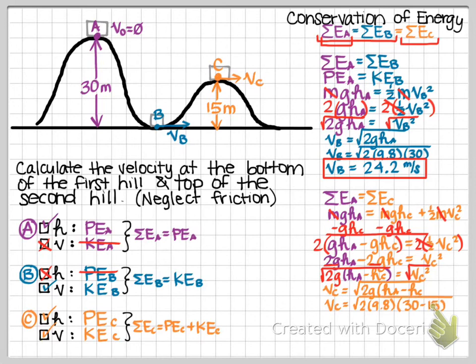And then plug in our numbers. Again, you know gravity is 9.8 meters per second squared. The height at A is your 30 meters. And the height at C is your 15 meters. So when you put all this in the calculator, you get 17.1 meters per second. And like we said before, it should be smaller than here. It should be slower than 24.2. But it's not obviously less than 0 because it is moving there.